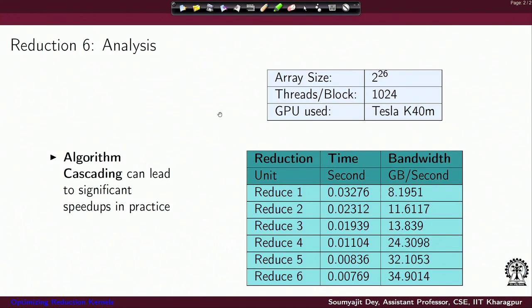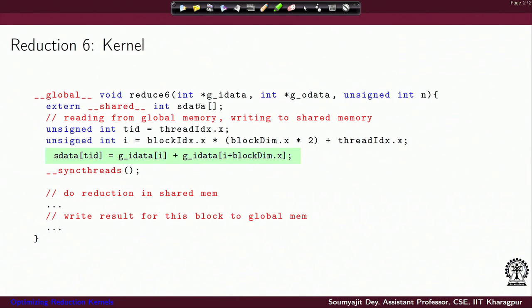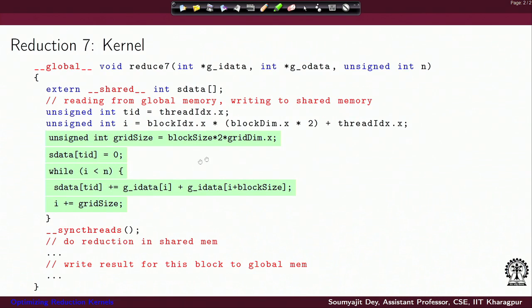So the last thing that we were discussing was algorithmic cascading. If you remember, the basic idea was that we are going to increase the per-thread activity. Earlier in one of the optimizations, we increased the per-thread activity by doing the first addition after global load. Here we are generalizing it, so that instead of doing one addition, we will do multiple additions, right?